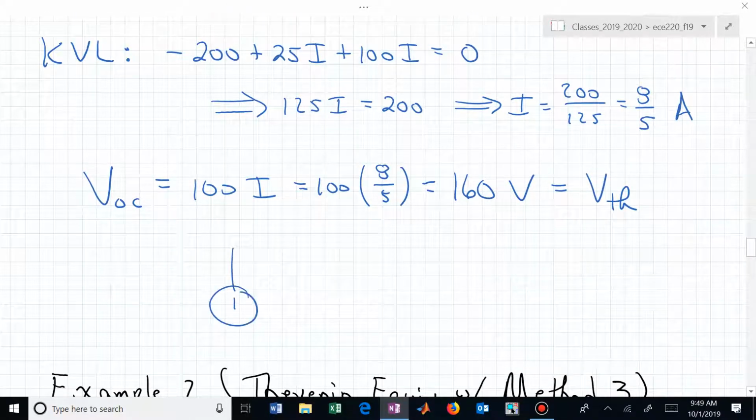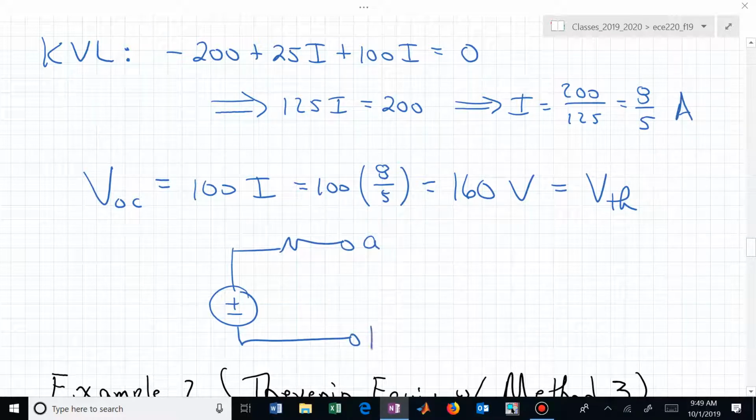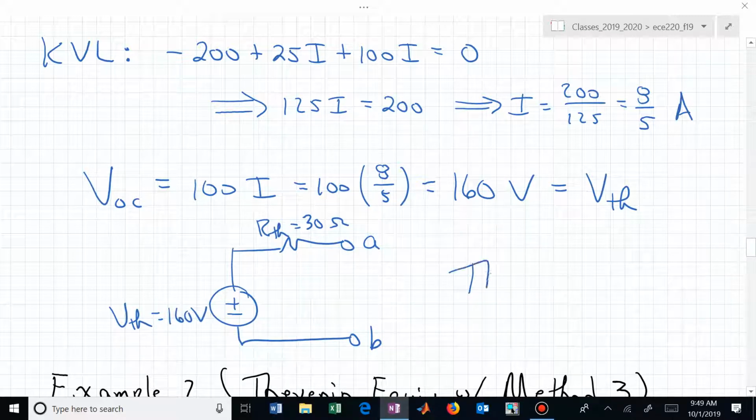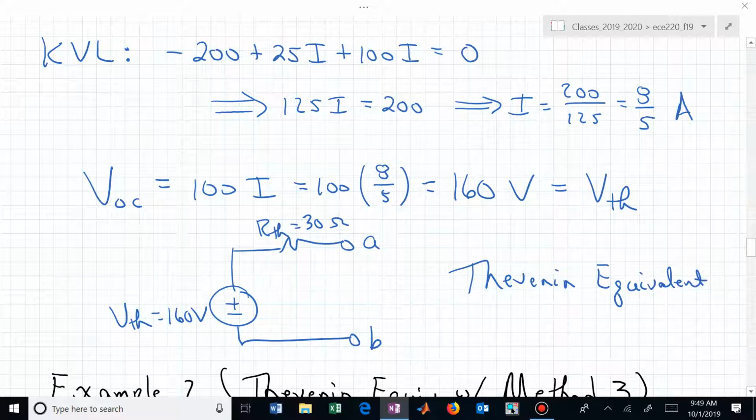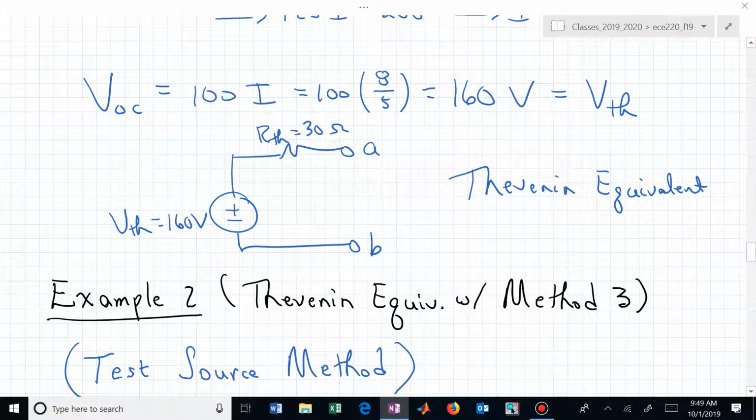Now I have my Thevenin equivalent between terminals A and B. R Thevenin is now 30 ohms and V Thevenin is 160 volts. We didn't have to find the short circuit current. We simply found R Thevenin and then we found V open circuit. And that now led us to this Thevenin equivalent.